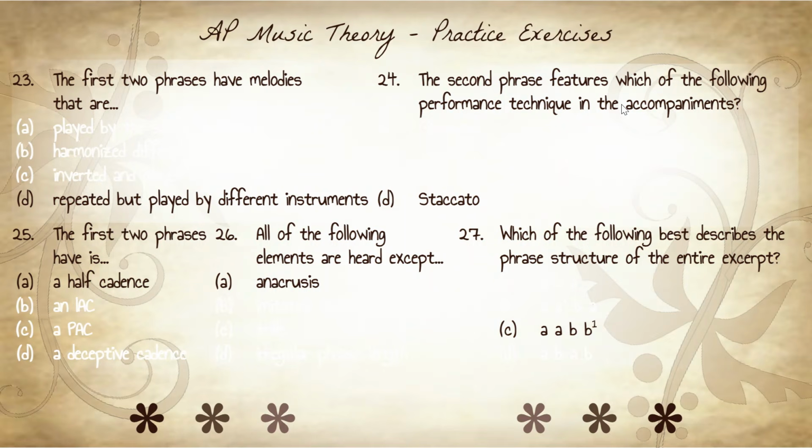This excerpt uses imitation and sequence to achieve the polyphonic texture. Trills are also used extensively, as are the irregular phrase lengths. The irregular phrase length in the third and fourth phrase is due to an elided cadence on the downbeat of measure 12, which ends the third phrase and also begins the fourth phrase. The phrases all begin on the first beat of the measure without anacrusis. Question 27. The phrase structure is A, B, B1.